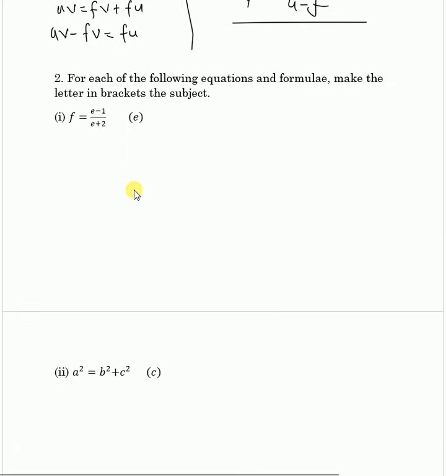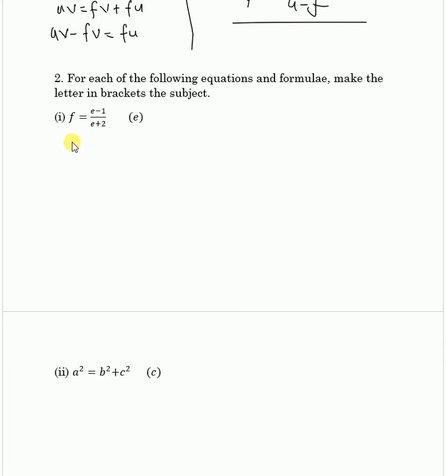For each of the following equations and formulae, make the letter in brackets the subject. So the first one is having that f is equal to e minus 1 over e plus 2, and in brackets they put e. Remember they said make the letter in brackets the subject. So here they want us to make e the subject. Now there are ways, as I told you, that to make something the subject of the formula, you have got to ensure that that thing remains alone on a particular side.